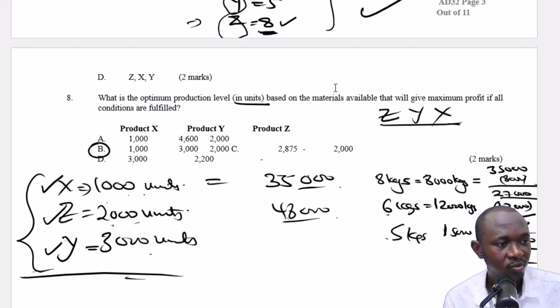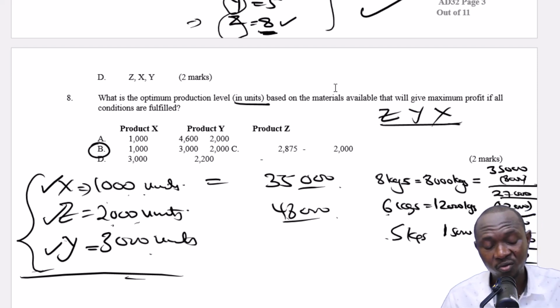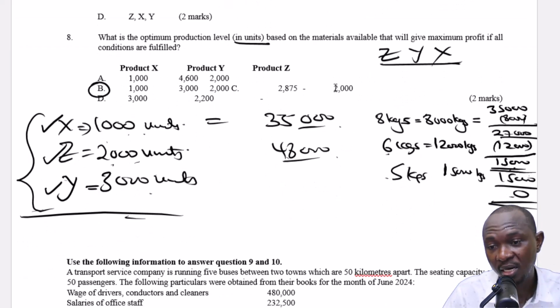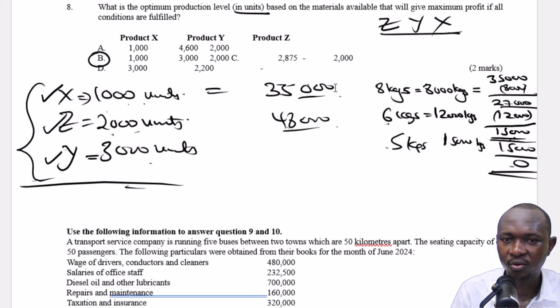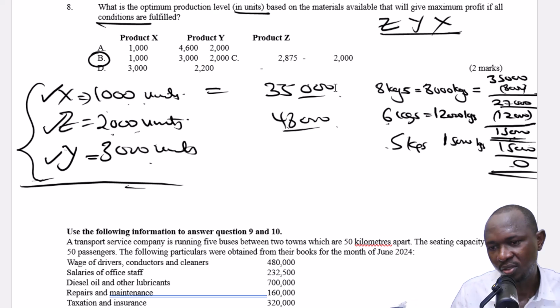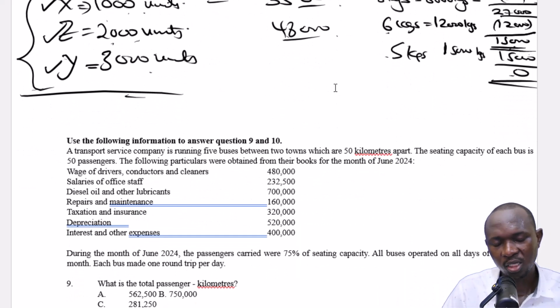But before we go to the contribution bit, we have to start with what is mandatory, which is actually A. A is mandatory. Not giving us the lowest contribution, it is mandatory. It has to be produced. So we have to factor in that condition first before you can proceed with the ones that will give us maximum contribution. So let's move to question number 9.